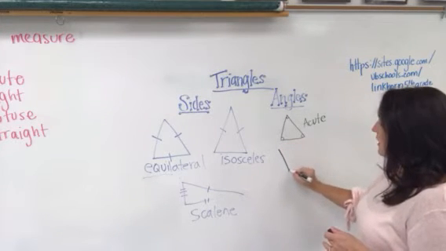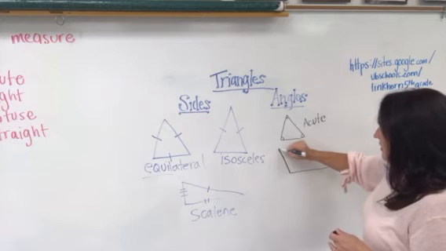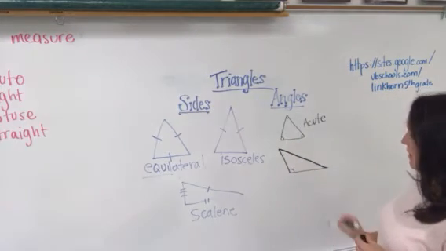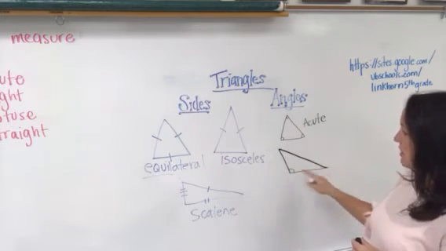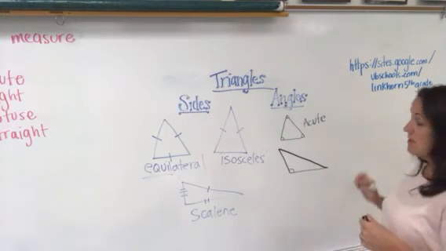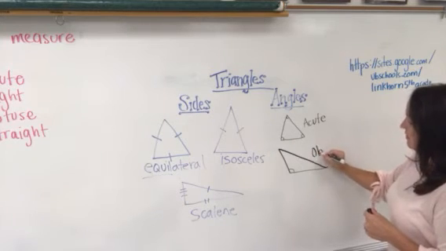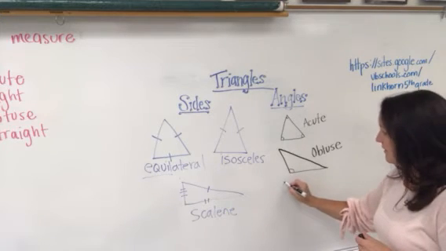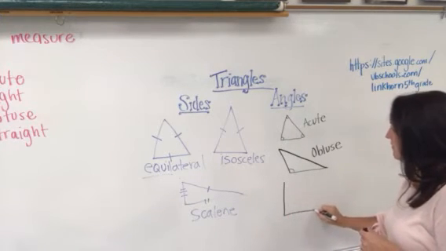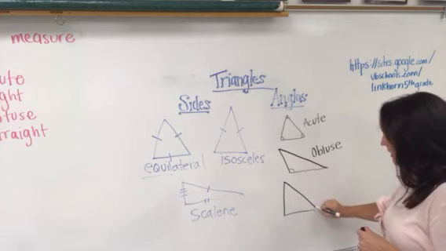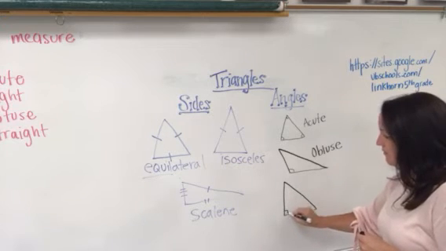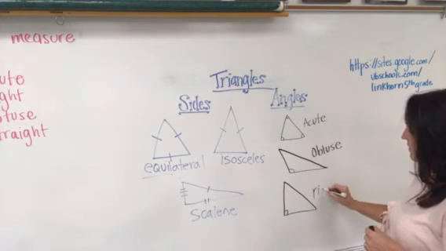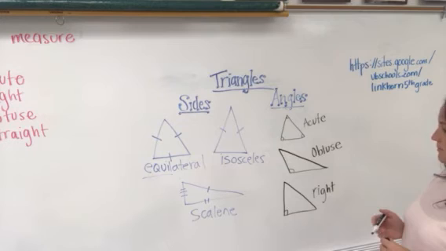If I have one angle in a triangle that's obtuse, see right there? Even though these two are acute, this angle right here is obtuse. Therefore, that makes this triangle an obtuse triangle. And then finally, you guys know a right angle. Therefore, if the triangle has one angle that's right, only one, it makes it a right triangle.